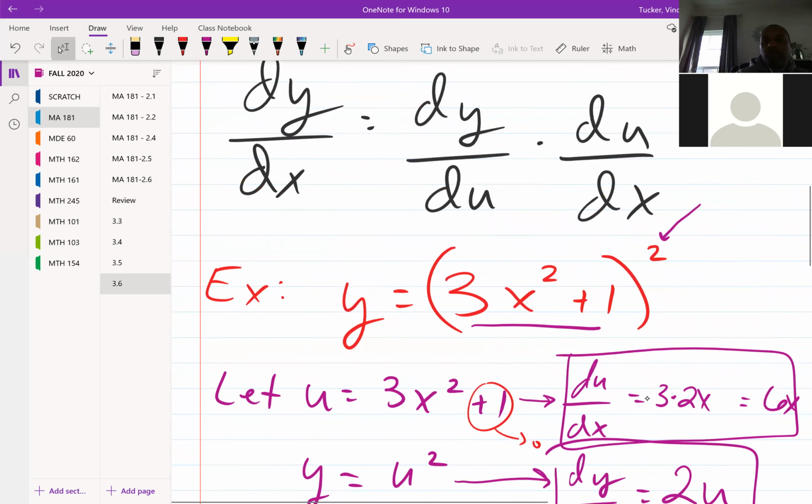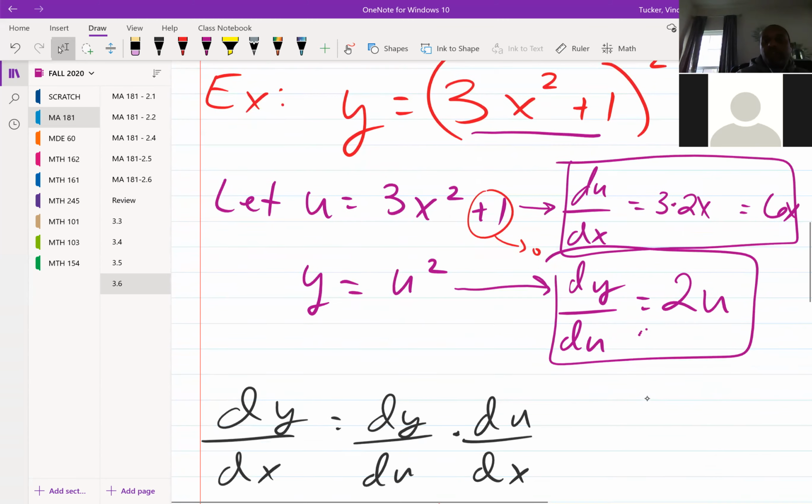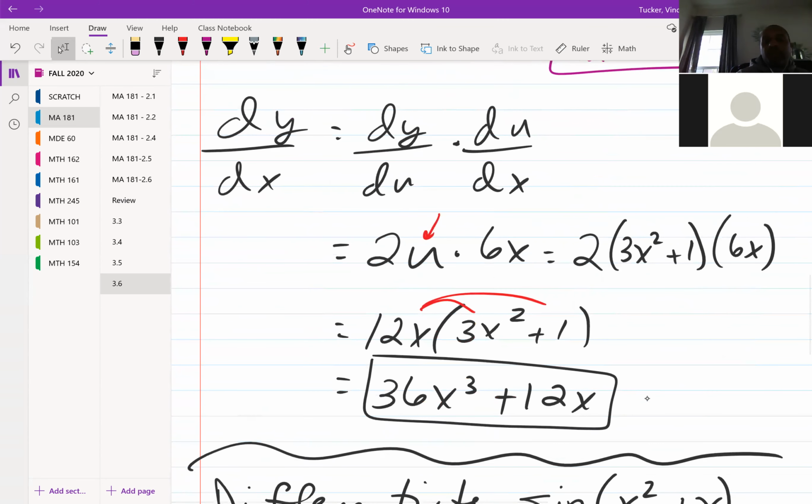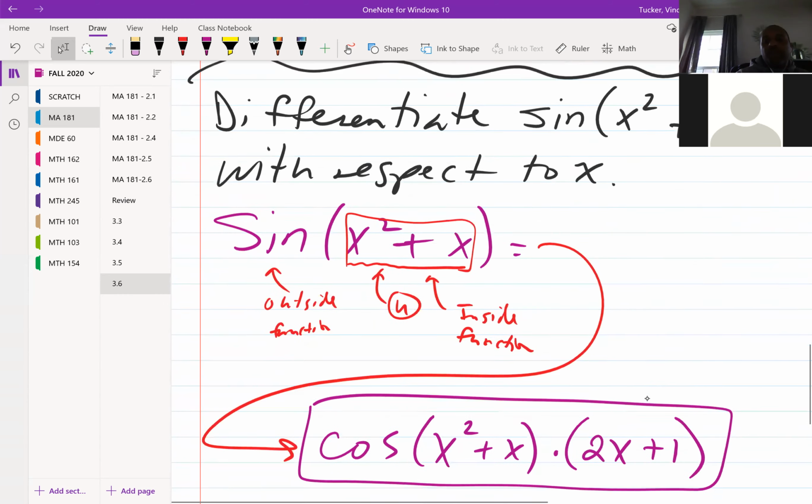Nope. It's just a chain rule, and then that was our first one right there. And that's the end of the first example. Then we came down here for the second example.